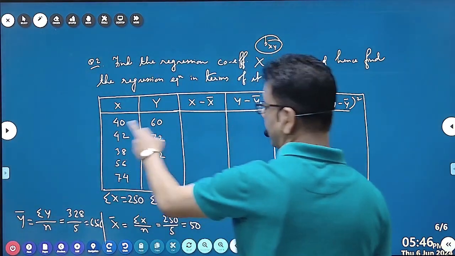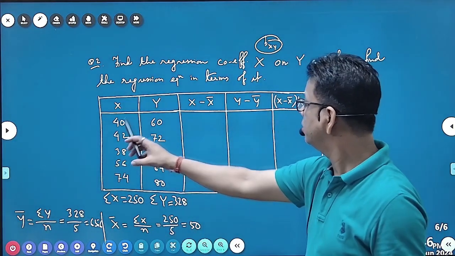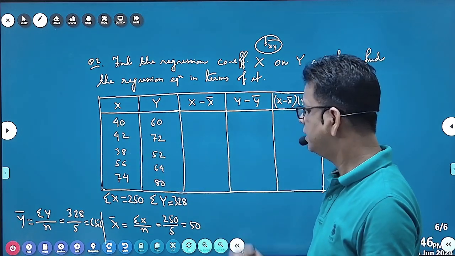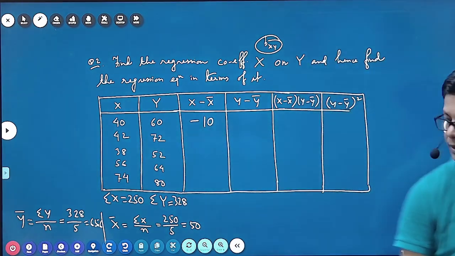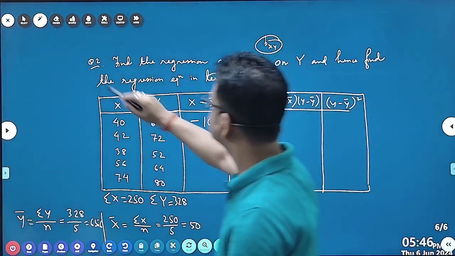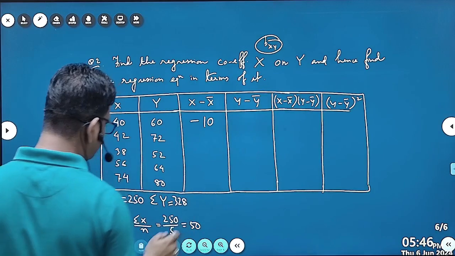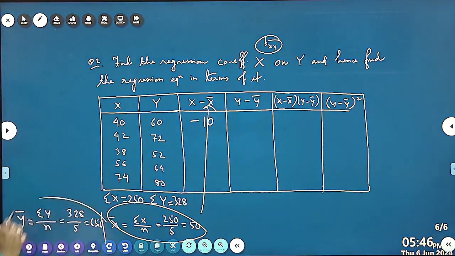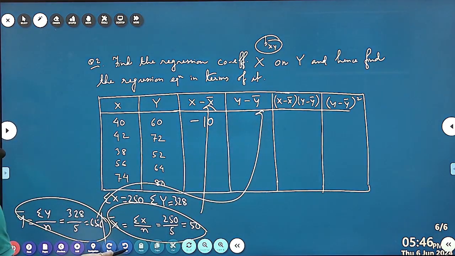You understand now? X minus x bar, where x bar is 50. So x is here 40. How to do it? 40 minus 50 is minus 10. Keep finding. Those who have doubt, x bar is this one, which you have to put here. Y bar is this one, 65.6, which you need to put here. Done?